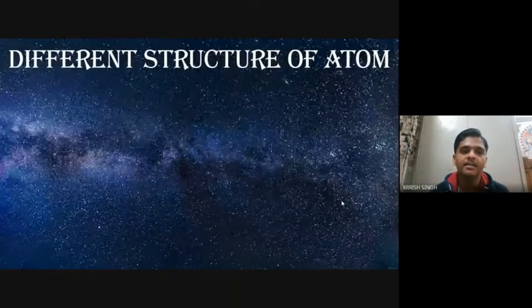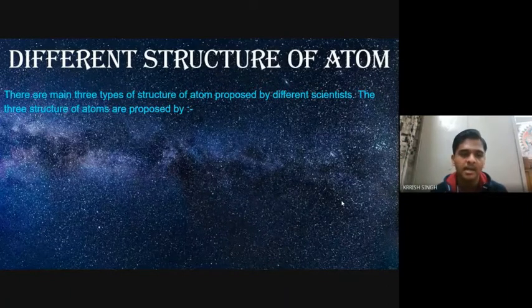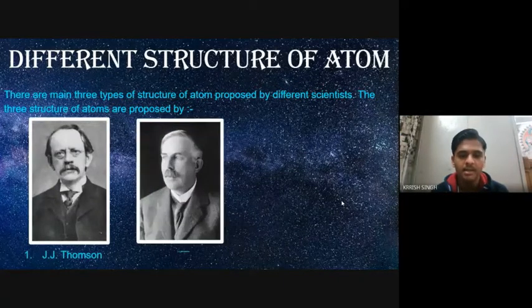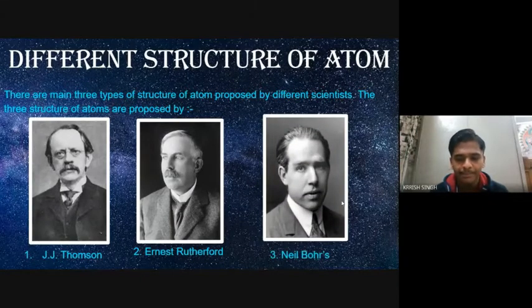The topic is different structures of an atom. There are three main types of structure of an atom proposed by different scientists. The three structures of atom were proposed by J.J. Thomson, Ernest Rutherford, and Neil Bohr.